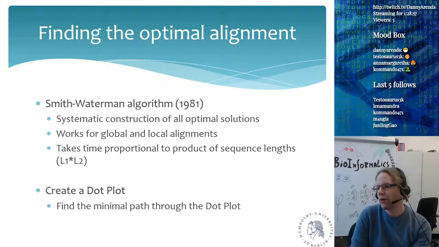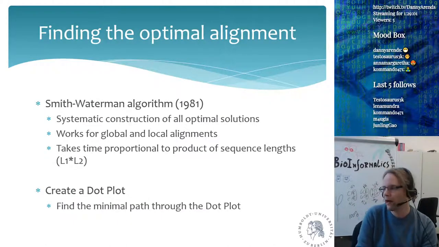All right, so finding the optimal alignment is actually a solved thing. Once you have your sequences, you have the way that you are going to score differences. For example, I'm going to use the BLOSUM62 for comparison of protein alignments. And then the best algorithm to perform an alignment is actually the Smith-Waterman algorithm, which was invented in 1981. It is a systematic construction of all optimal solutions. You get all the best solutions, and it is mathematically proven that you cannot do a better alignment than using the Smith-Waterman algorithm. The Smith-Waterman algorithm works for global and local alignments, but it takes a time proportional to the product of the sequence lengths. So if you do L1 times L2, that is the number of operations that the Smith-Waterman algorithm uses to do the alignment.